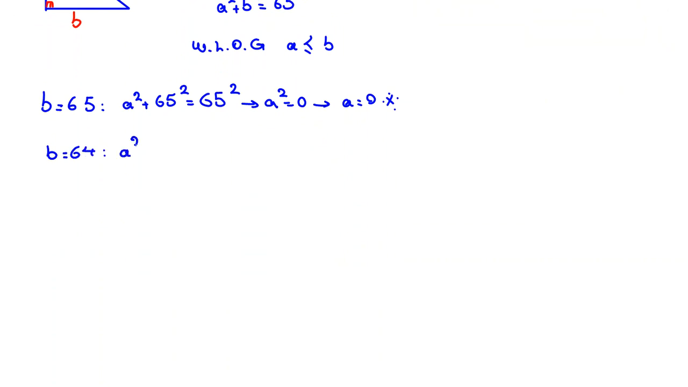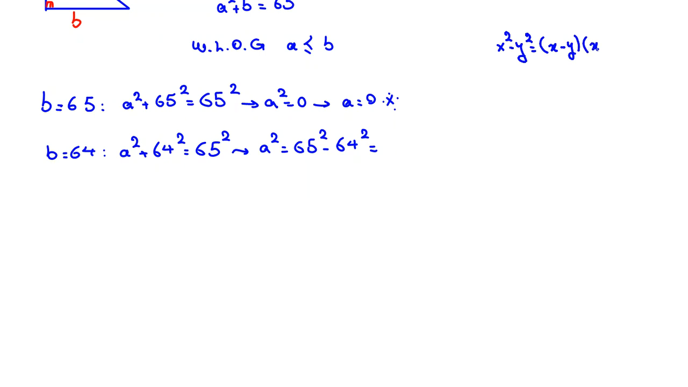So let's consider a squared plus 64 squared equals 65 squared. Then a squared equals 65 squared minus 64 squared. And we want to use the identity that x squared minus y squared equals x minus y times x plus y. So here it will be 65 minus 64 times 65 plus 64, which is 1 times 129. 129 is not a perfect square because 11 squared is 121 and 12 squared is 144. So this case is bad.